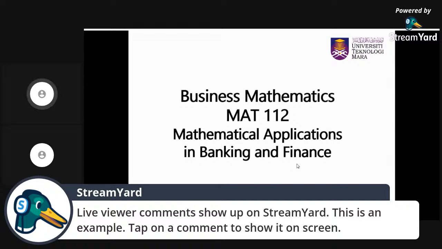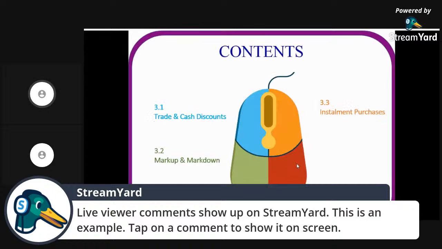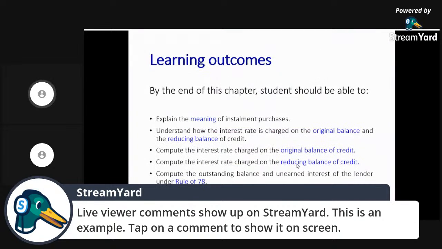Okay, so I'm going to continue our class with our chapter 3, which is installment purchases 3.3. These are the learning outcomes for this topic. At the end of this chapter, students should be able to explain the meaning of installment purchases, understand how the interest rate is charged based on the original balance and reducing balance, compute interest rate charge on the original balance of credit, and compute interest rate on the reducing balance.